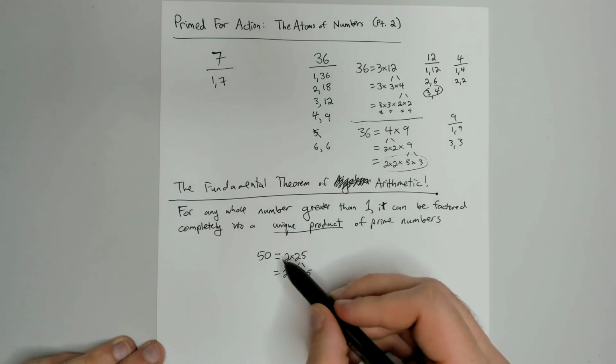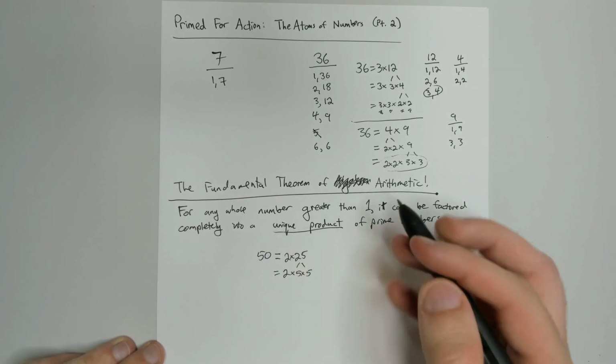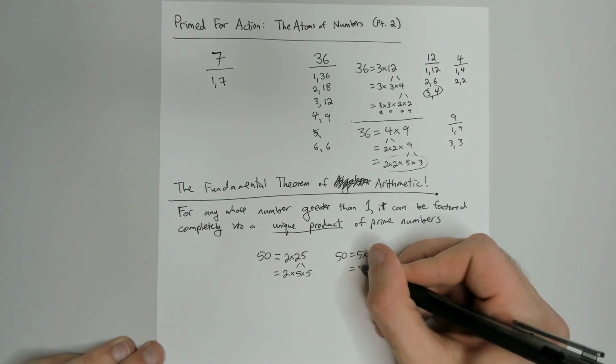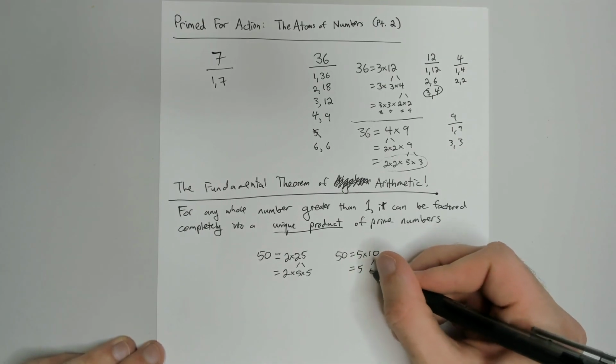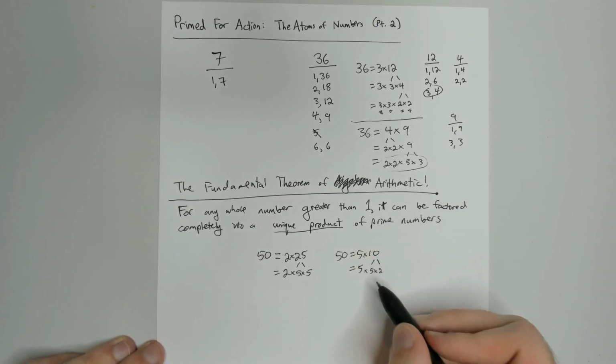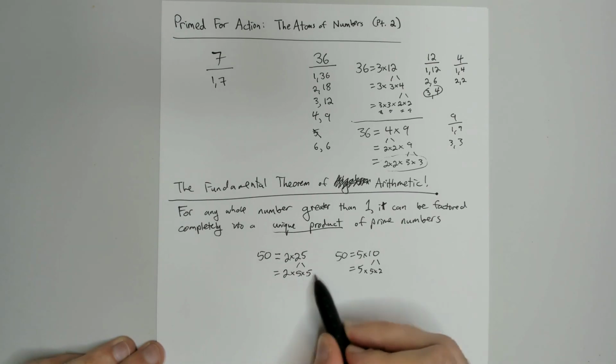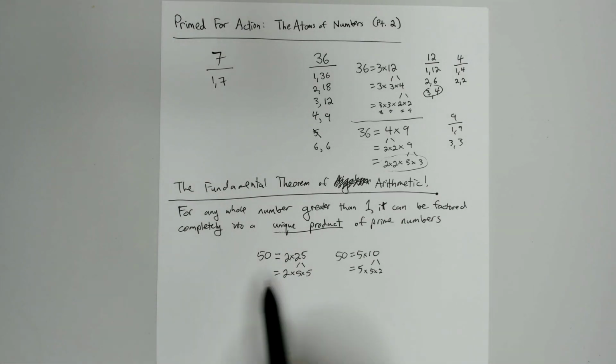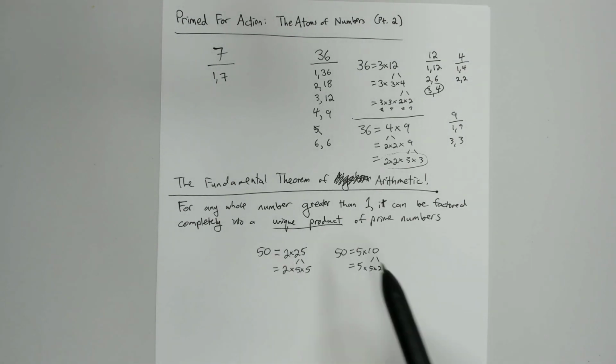And if we tried this with other factors of 50, for example, if we started with 5 times 10, we're going to end up with the same thing, right? 10 splits up into 5 times 2. So we get 2 5s and a 2, right? Just like we had over here. So we get the exact same product of prime numbers giving us 50. And the fundamental theorem of arithmetic says this is true for absolutely every single number greater than 1.